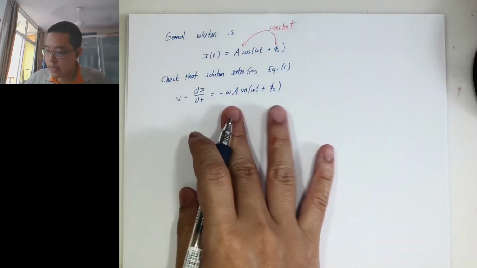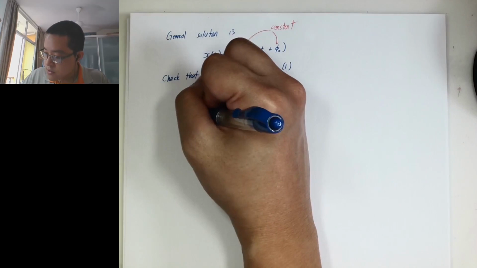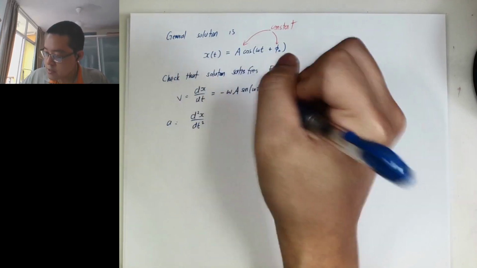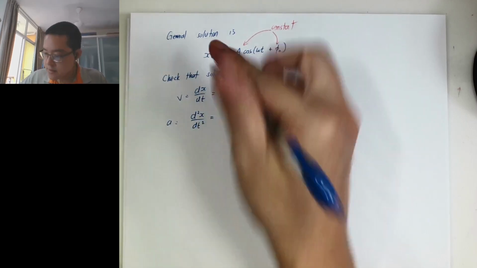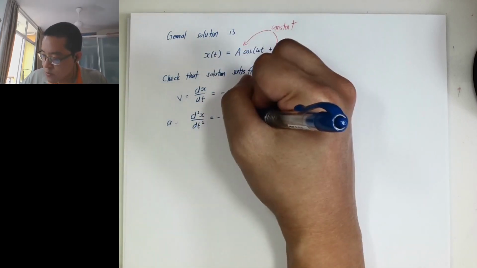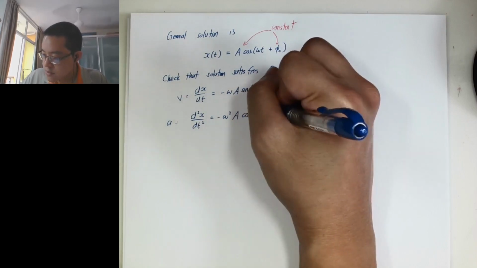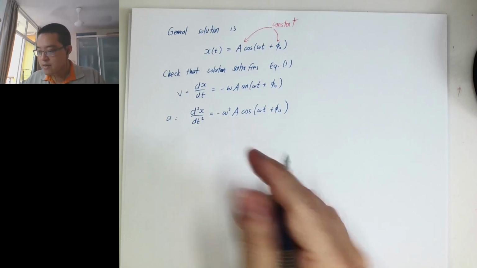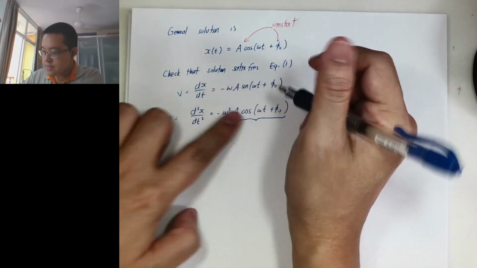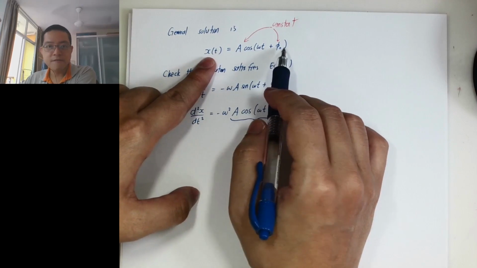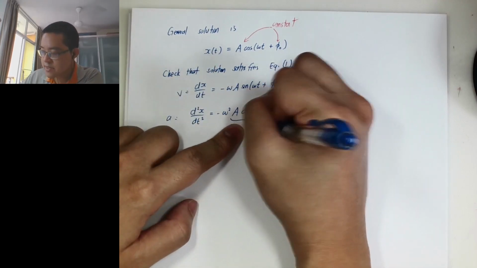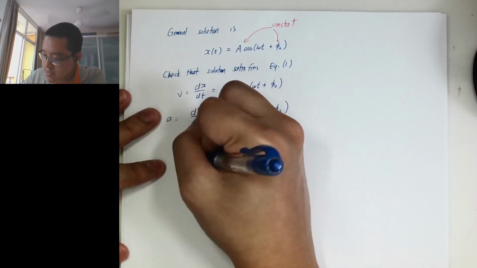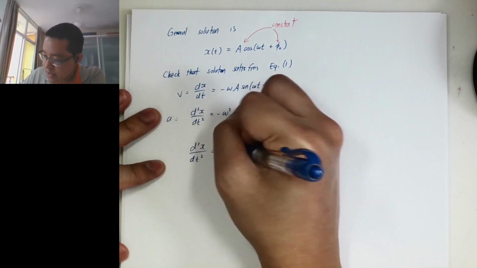Okay, and then I differentiate again, so differentiate the second time. That will give me my acceleration. If I differentiate this the second time, the omega comes out again, so omega squared and then A cos(omega t plus phi 0). And then you see something familiar. This part is the same as the original thing that you started with, so this is just x all over again. So what I have here is d²x/dt² is negative omega squared x.